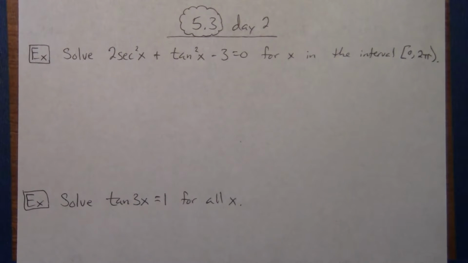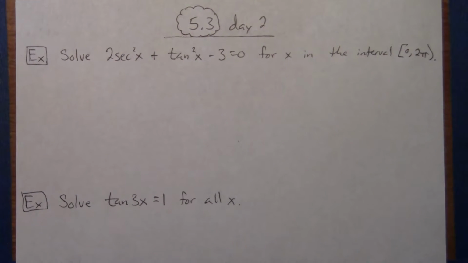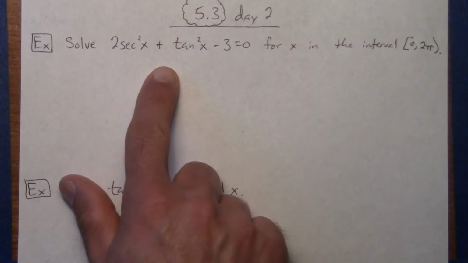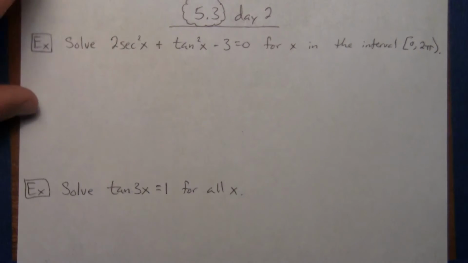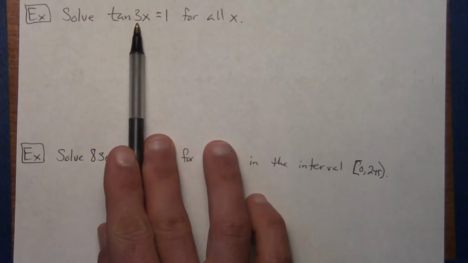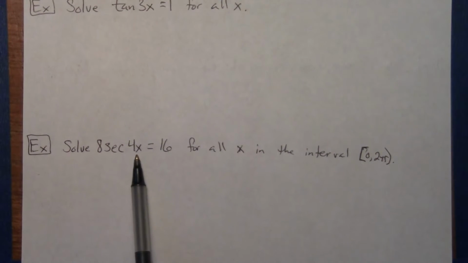Okay, for the second day of 5.3 with your homework, I'm going to take a look at 5 problems actually today. I'm going to take a look at one problem that's similar to one we did in the homework for day 1. The next 2 are going to deal with multiple angles where you don't have just an x here, you have something else, and how I solve that.